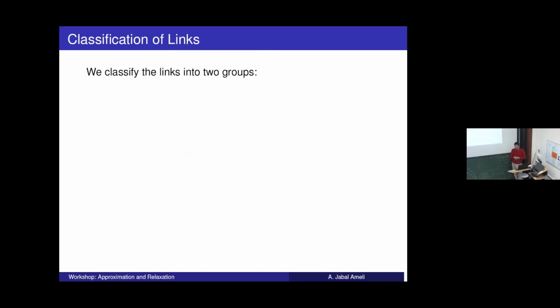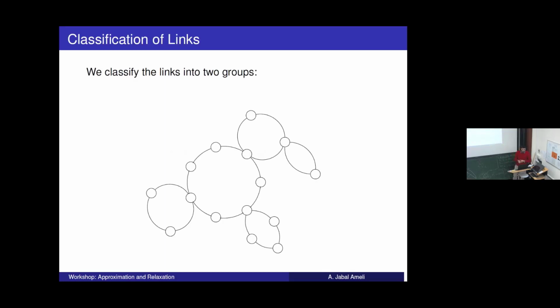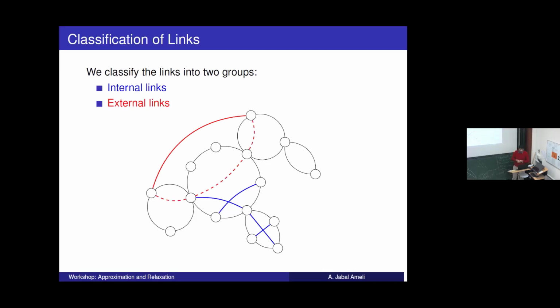So we begin by classifying the links into 2 groups. Assume this is the input cactus G. Then the first set of links are the internal links. These are the links in which both endpoints belong to the same cycle. And the rest of the links, we call external links. Now for the external links, if you start from one endpoint and take this unique path following the tree structure of the cactus, you have this path formed by these imaginary internal links, which we call the internal projection of the external link.